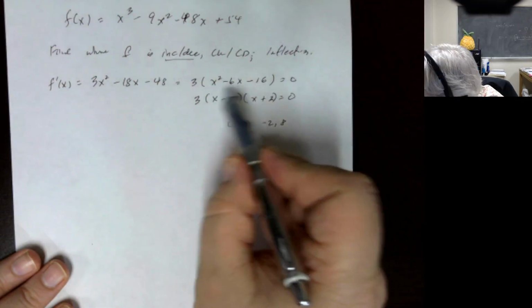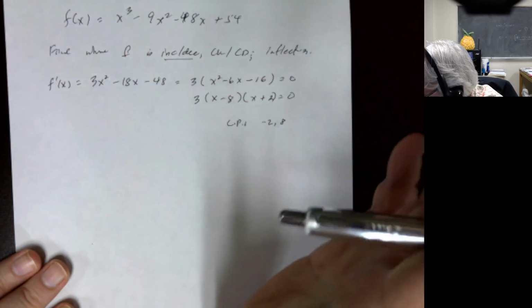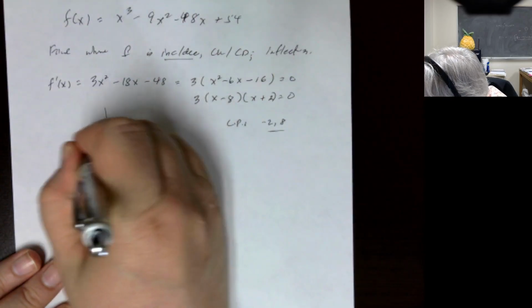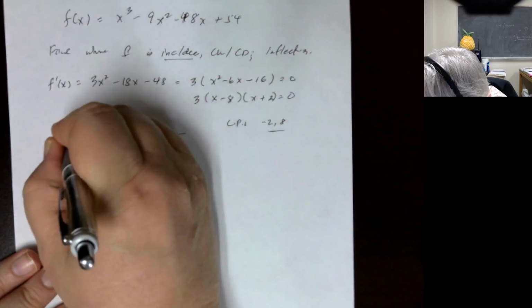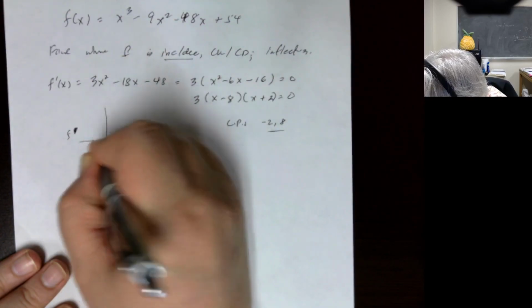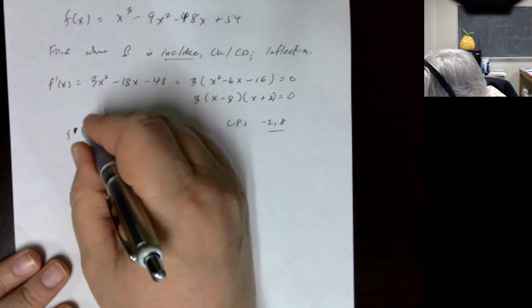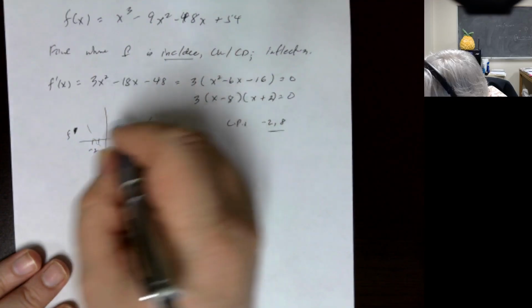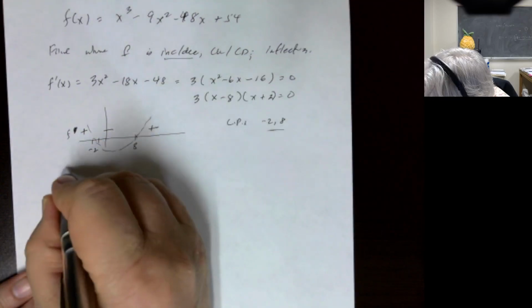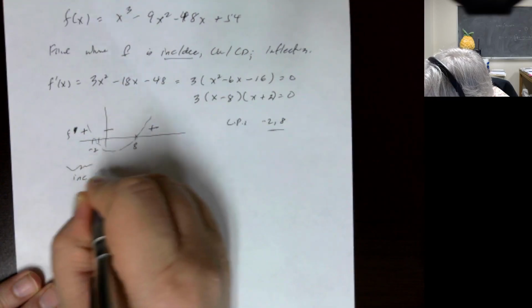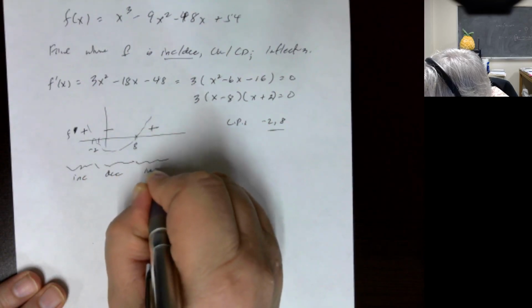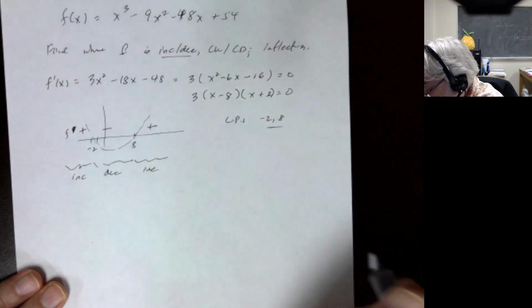Good. And notice that this is a parabola that opens up. If these are our critical points, negative 2 and 8, if you just draw a sketch of your derivative, it's going to look like this. Therefore, the derivative is positive here, negative there, positive there. So here, the function is increasing. Here, it's decreasing. And here, it's increasing, for the original function.